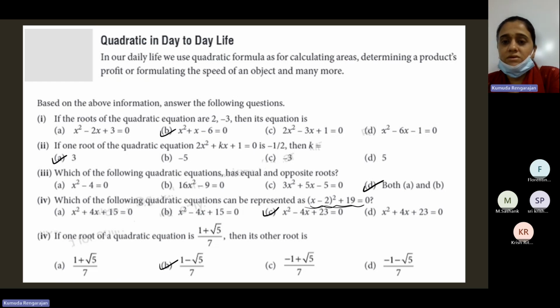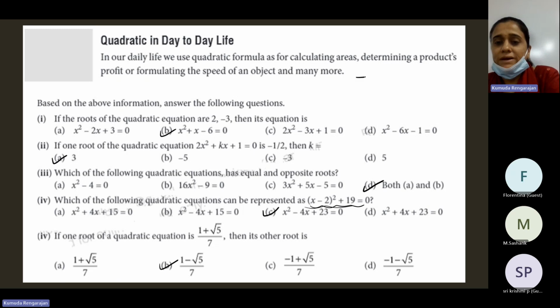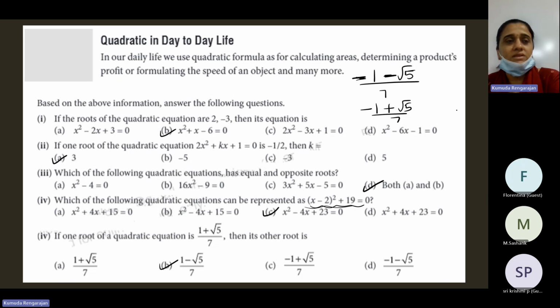See, if one root is minus 1 minus root 5 by 7, the other one will be, only this sign you should change. The other one will be minus 1 plus root 5 by 7. Don't change this sign. Only the one before this root: minus root 5 becomes plus root 5. That's all. The others will be the same.